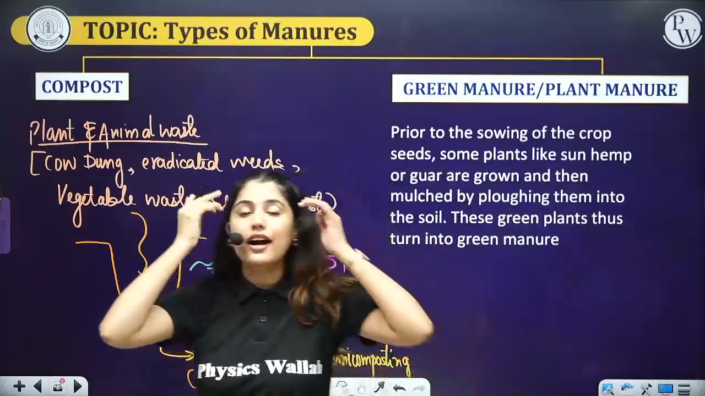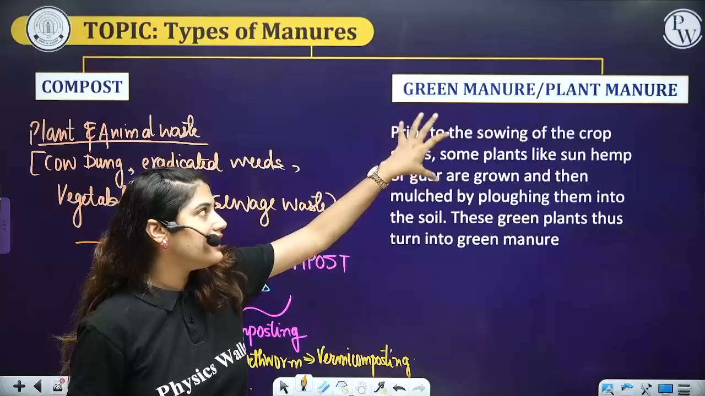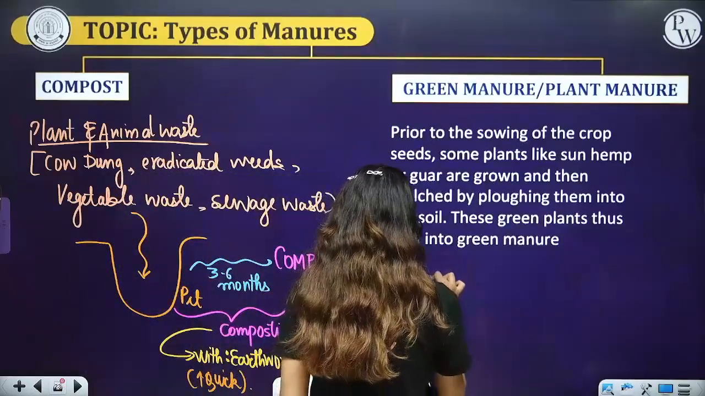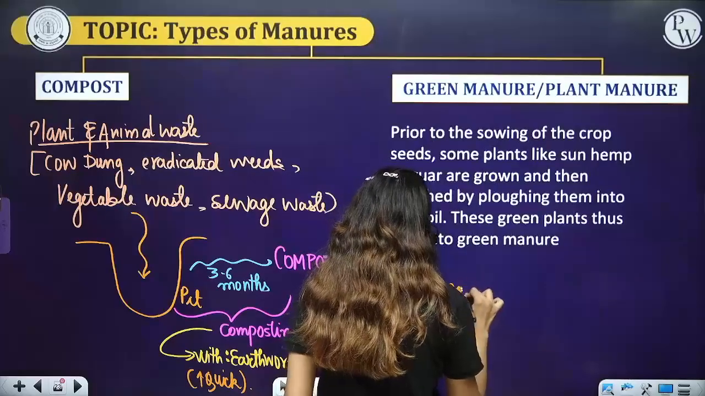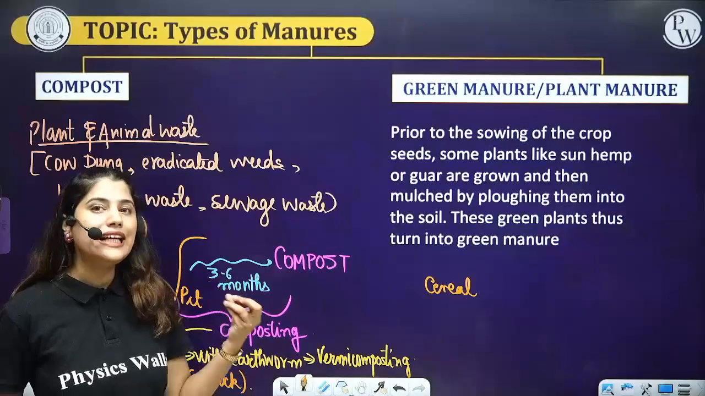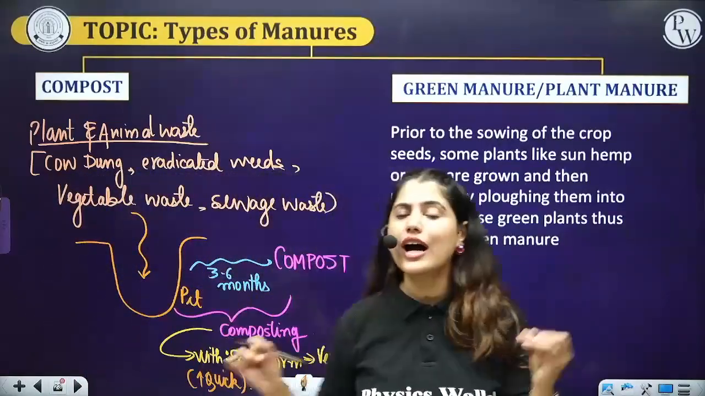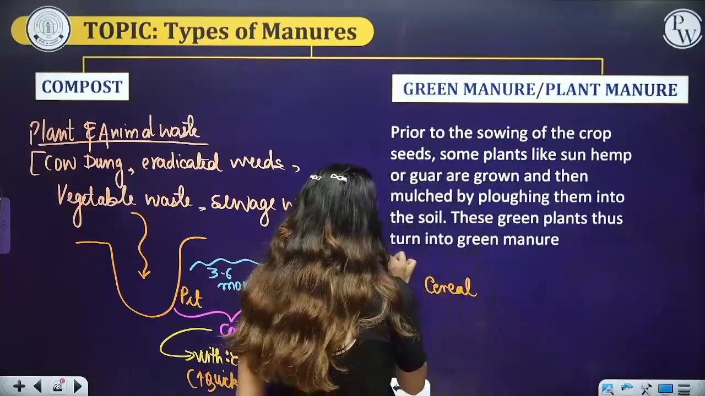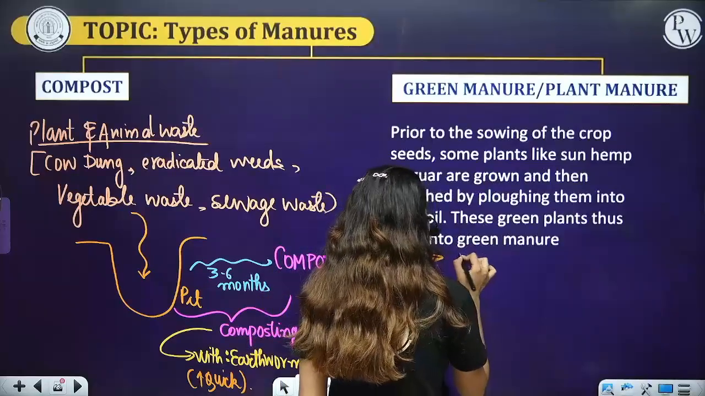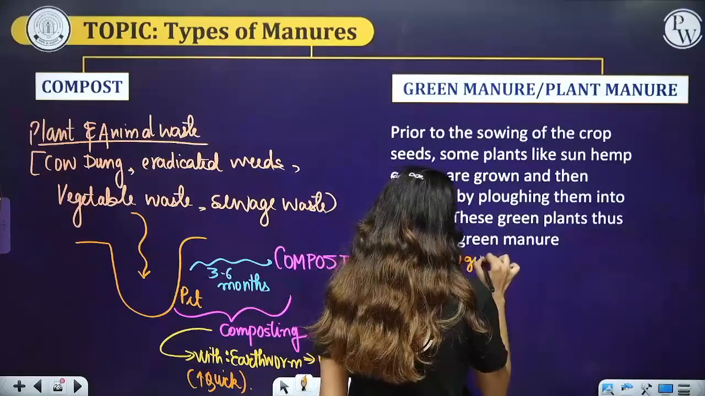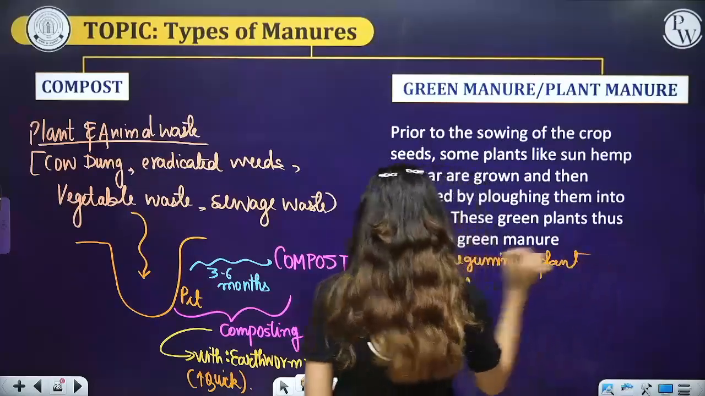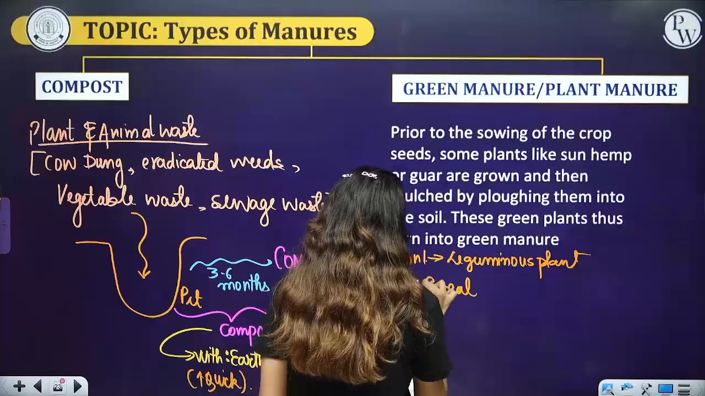Now let us see another type of manure called green manure or plant manure. Let's say I want to grow a cereal, any wheat. Prior to growing the main seed crop, the wheat, I am going to grow a leguminous plant. So in season 1, I am going to grow my leguminous plants, and in season 2, I am going to grow my cereals.